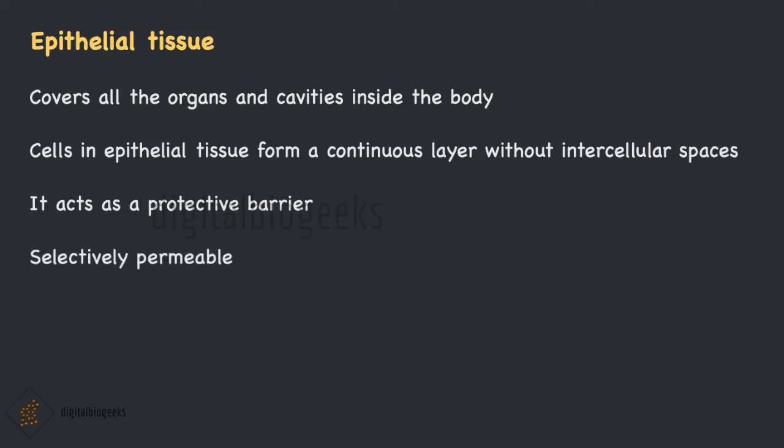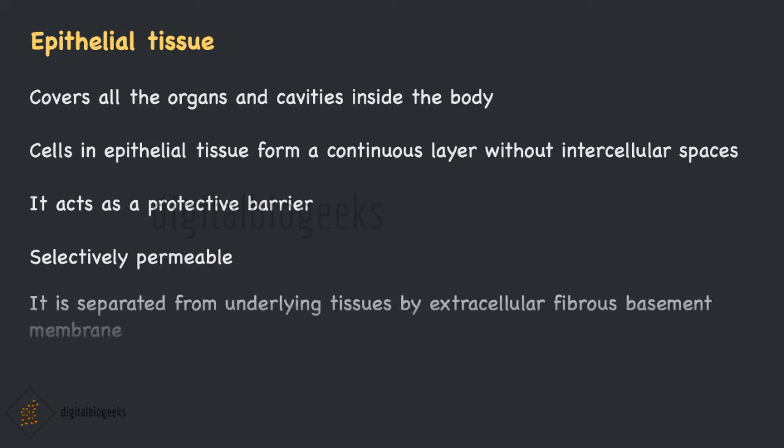It exchanges materials between the body and the external environment and between the different parts of the body. A few minutes before, I explained that various epithelia are present in our body, like that in the mouth, kidney and lungs. The various epithelial tissues are different in their cellular shapes and arrangements. This difference in the epithelial tissues is related to their specific functions. Regardless of the type of the epithelium, it is separated from the underlying tissues by an extracellular fibrous basement membrane.